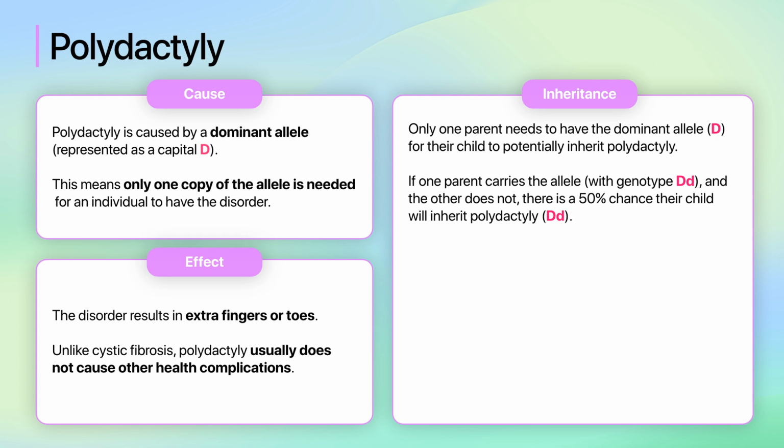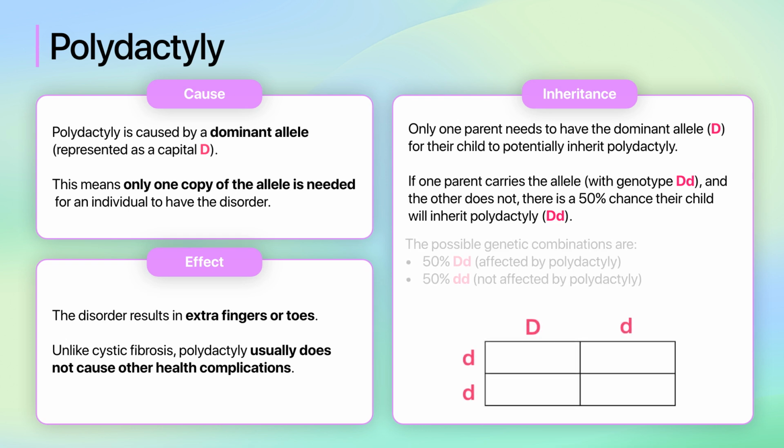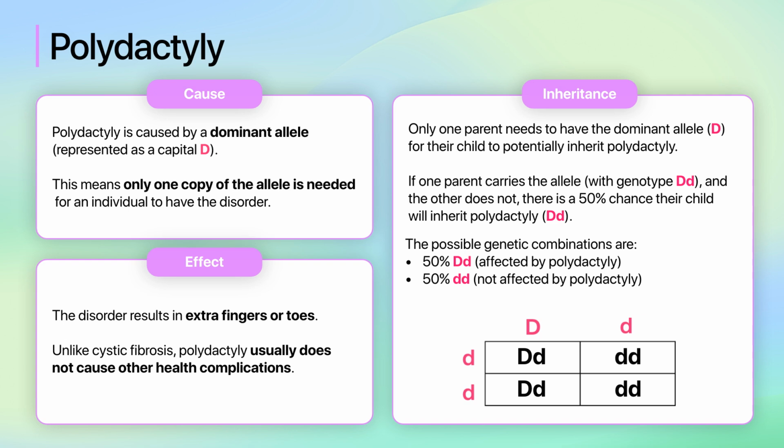If 1 parent carries the allele, with genotype capital D lowercase d, and the other does not, there is a 50% chance their child will inherit polydactyly, also with genotype capital D lowercase d. The possible genetic combinations can be seen with a Punnett square as shown. In this case, there is a 50% chance the individual has genotype capital D lowercase d. In this case, they will be affected by polydactyly. There is also a 50% chance the genotype will be lowercase d lowercase d. In this case, the individual will be unaffected.